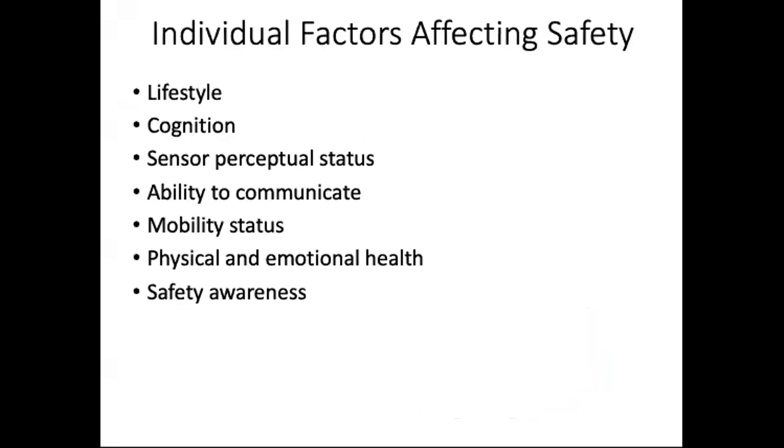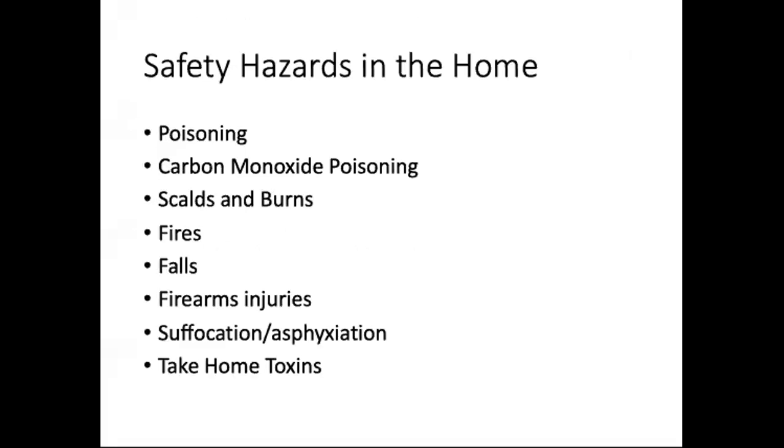We have some individual factors affecting our safety. So of course your lifestyle, if you're going to ride your body like a roller coaster, eventually it's going to break down. If you're somebody who likes to do a lot of drinking, a lot of drugs, obviously there's an increased risk for injury. Then there's cognitive awareness, any sensory issues, ability to communicate, mobility status, physical and emotional health, and awareness of safety measures in your house.